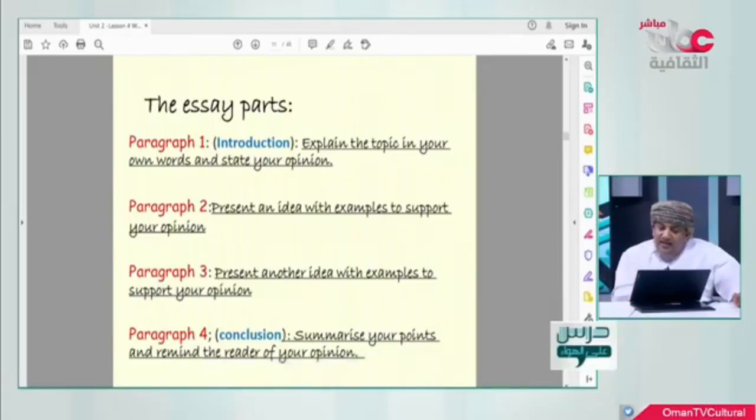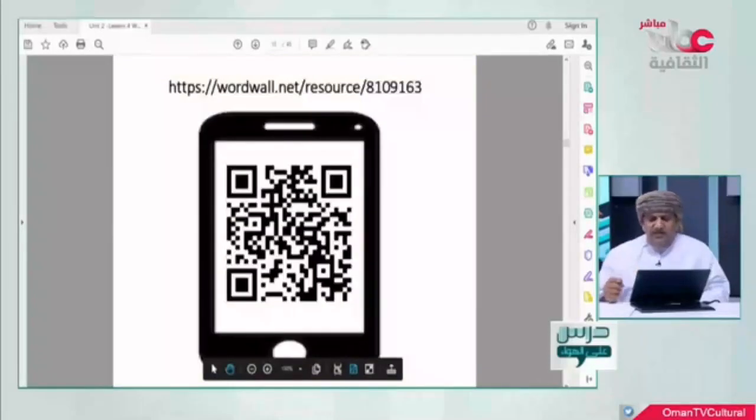Here again, in the main body, you are going to write 2 paragraphs, 3 paragraphs. Maybe you are going to write 1 paragraph with and 1 paragraph against. It depends on you. But it's better to write paragraphs with the same points.